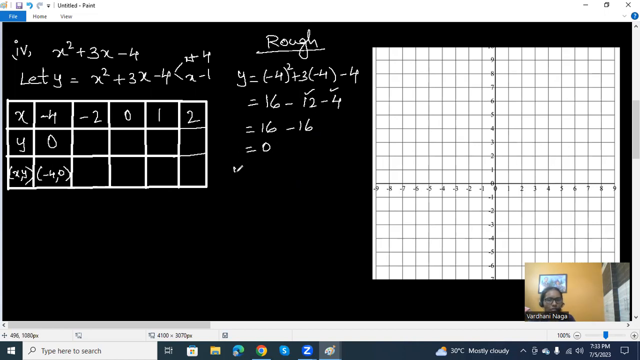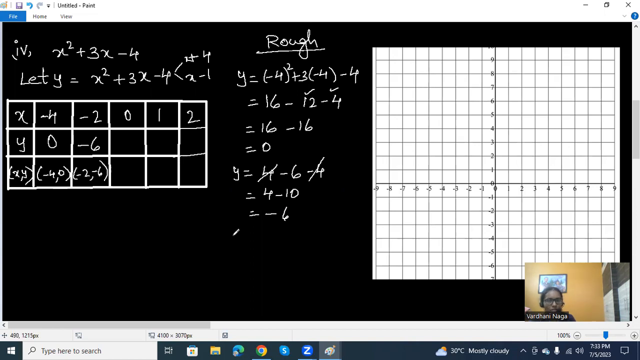If you put minus 2, what do we get? Minus 2 whole square is 4. Minus into plus is minus, 3 2s are 6 and minus 4. 6 plus 4 is 10. 4 minus 10 gives a minus 6. Actually if you do it like this also, plus 4 minus 4 get cancelled, minus 6 is the answer. So minus 2 comma minus 6 is the answer.